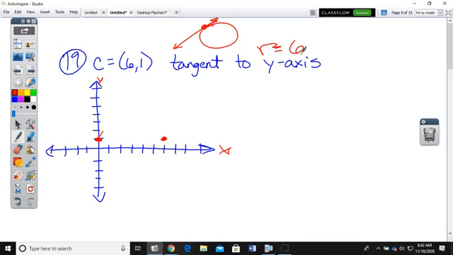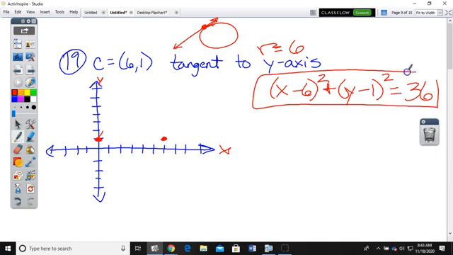And remember we talked about these. If you're tangent to the y-axis, the x part is going to be your radius. If you're tangent to the x-axis, the y part will be your radius. And if it's negative, it's still positive. Remember, your radius should always be positive because it's a distance. So, now we can write our equation. x minus 6, squared, plus y minus 1, squared, equals, what is 6 squared? 36. So there's my standard equation.